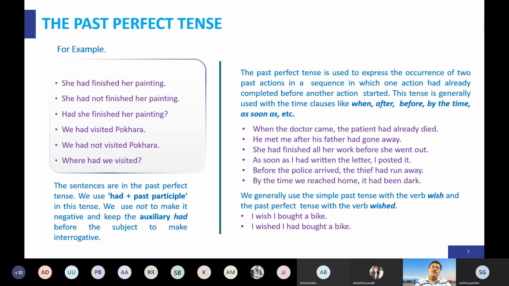We generally use the simple past tense with the verb wish and the past perfect tense with the verb wished. In case of wish, see the examples. I wish I bought a bike. I wished I had bought a bike. Okay, wish, bought, simple past tense. Wished, had bought. This way also past perfect is used. With wished also past perfect is used. Yeah, you can say.